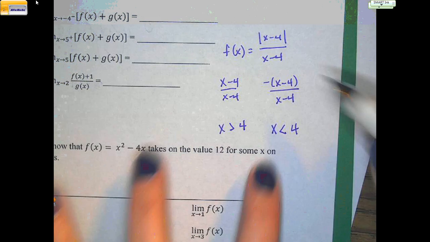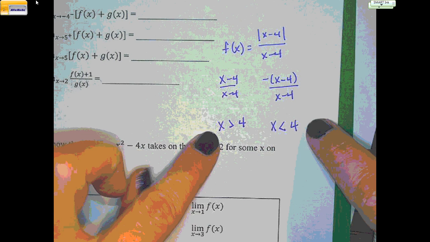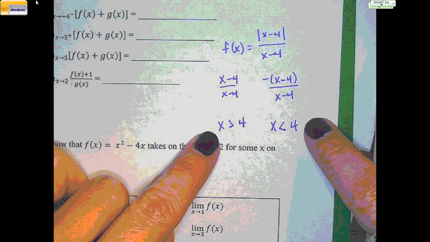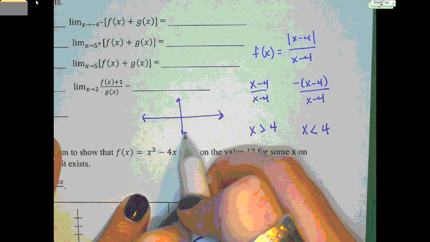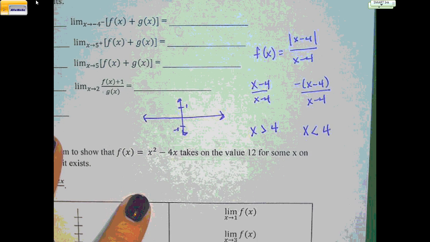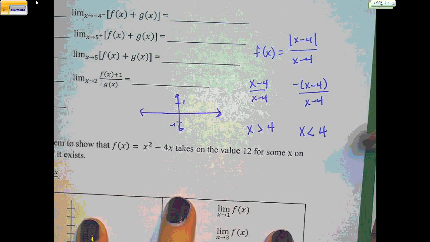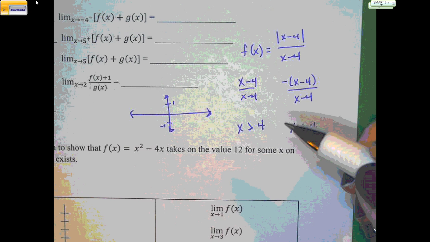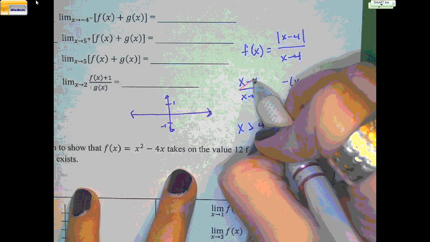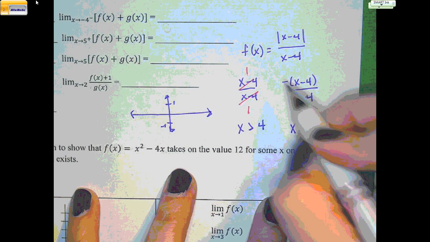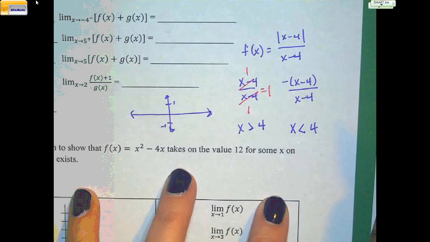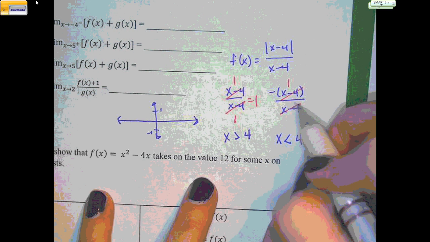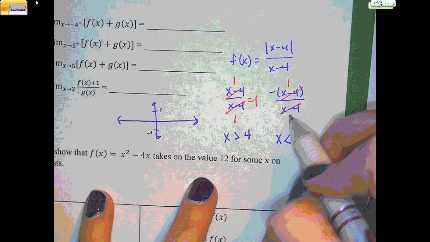So what you have here are two equations with two restrictions. That's a piecewise function. That's what you've just done. So if we think this through, here's your graph. Here's positive 1, here's negative 1. You can either plug in a point and see what happens, or you could do it this way. Divide out x minus 4, divide out x minus 4. What's 1 over 1? 1. Divide out x minus 4, divide out x minus 4. What's negative 1 over 1?